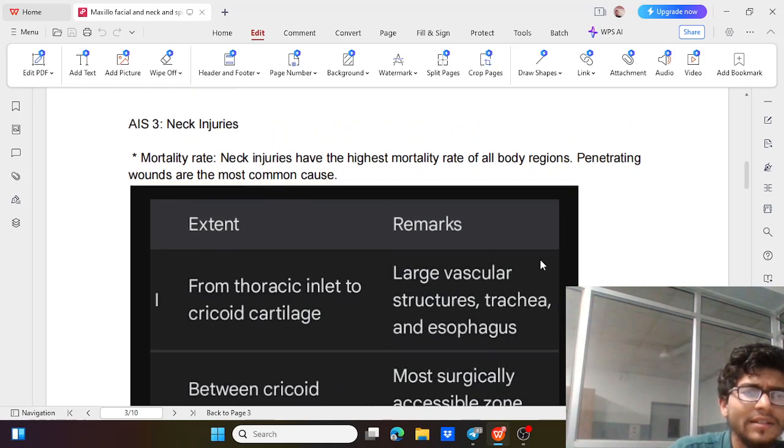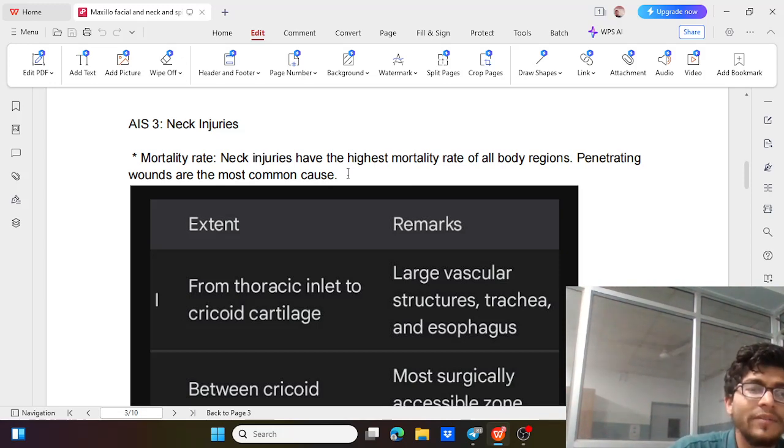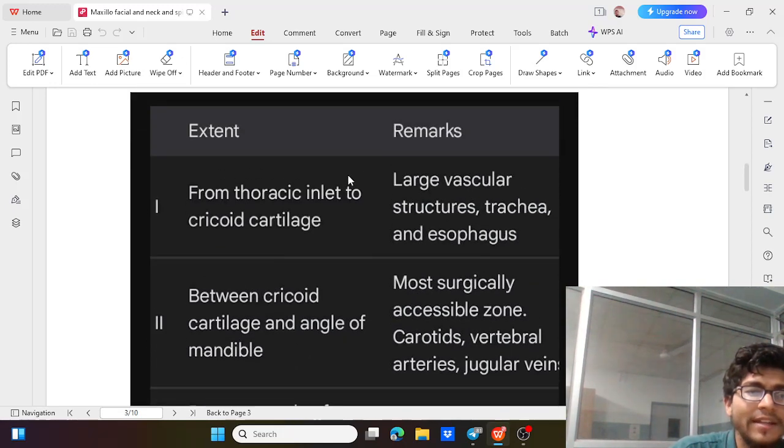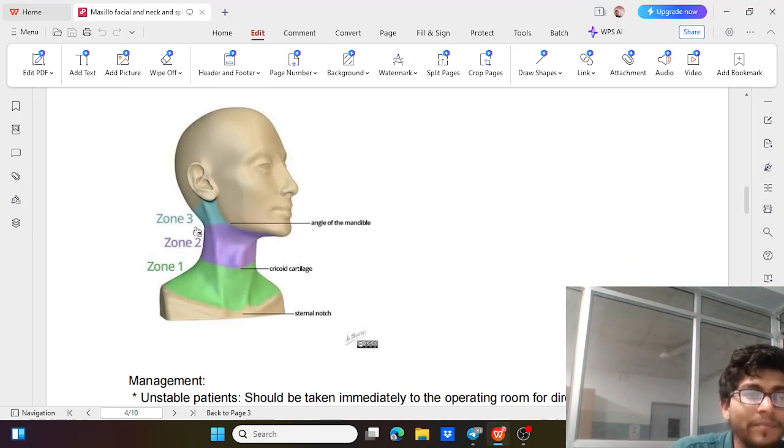Now we'll be seeing the topic of neck injuries. Neck injuries are very important because these have high mortality rate and can cause sudden death, very quick death, in case when there is injury to a very vital organ. In the neck region, we have three zones, zone 1 to zone 3, as you can see in this diagram.